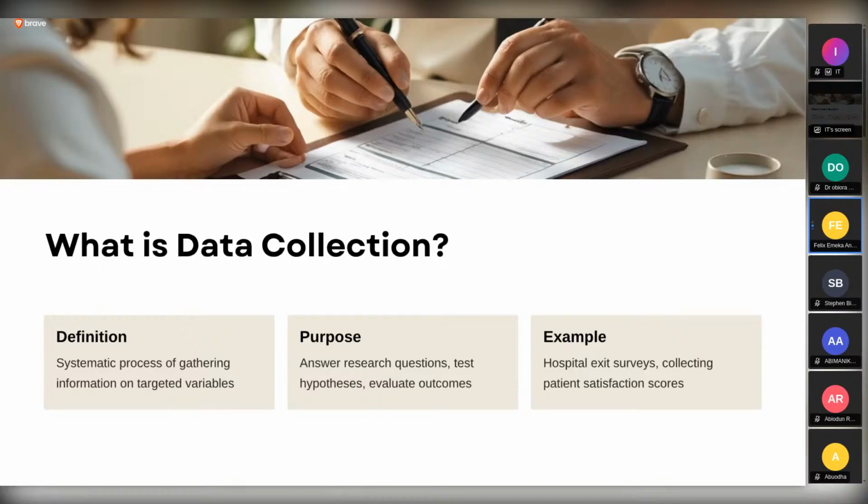Based on the data that you're going to be collecting, it will motivate the type of data collection tool that you're going to be designing. Some examples of these data collection tools may be a hospital exit survey, meaning those surveys you see in hospitals that are kept on the desks as patients are leaving, which they fill so that the hospital will know how the patients were served, and whether they were satisfied or not, using different types of variables which we would look at as we proceed.